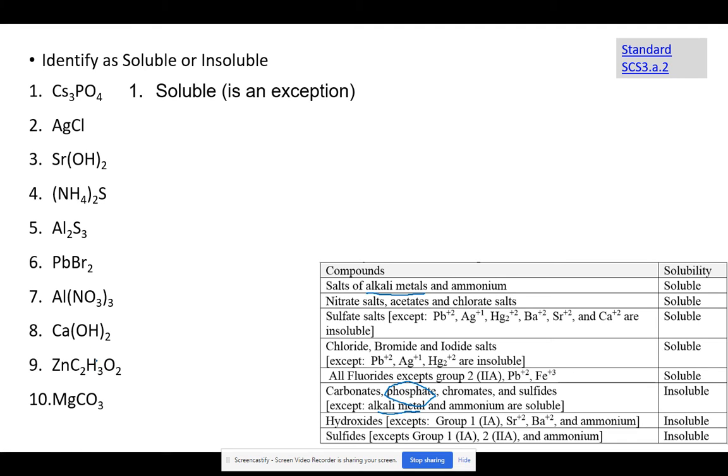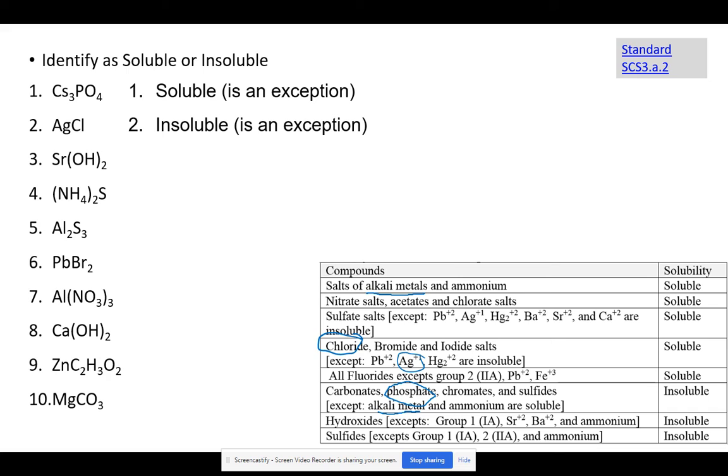Looking at the second example, I've got AgCl. So Ag is not an alkali metal, which basically just means I'm going to have to look at my other solubility rules to determine what's going on. So I find my solubility rule for Cl, chloride, and chlorides are soluble unless it's lead, silver, or mercury. This just happens to be silver, so therefore it is insoluble.